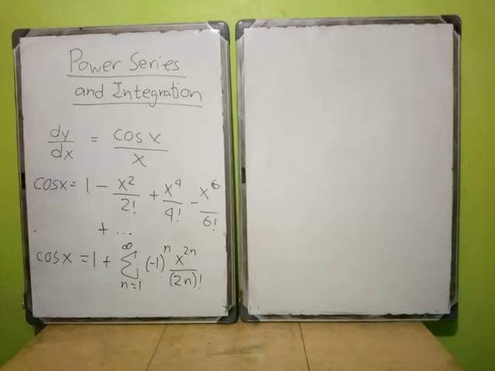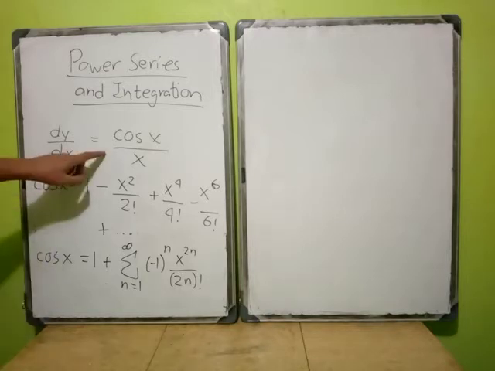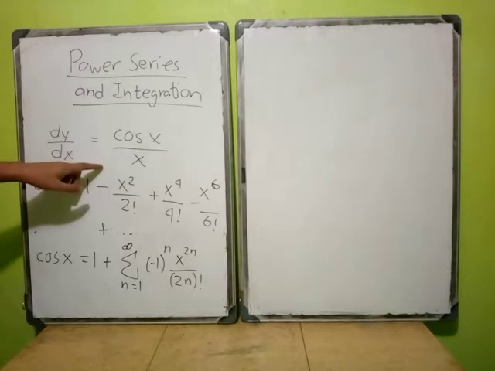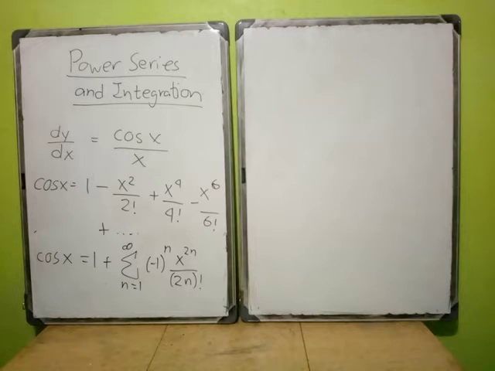There are actually some problems which seem to be non-elementary, such as this problem. This problem involves the division of cosine of x over x. So dy over dx is equal to cosine of x over x. Though it looks like a non-elementary function which we could not integrate in order to solve this differential equation, somehow we can use its corresponding power series in order to solve it.